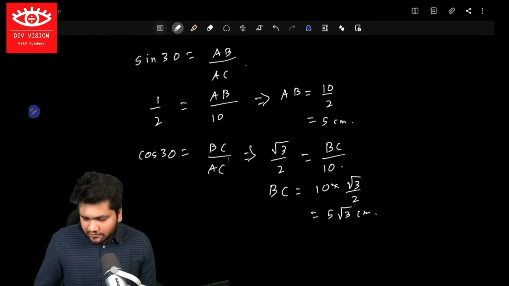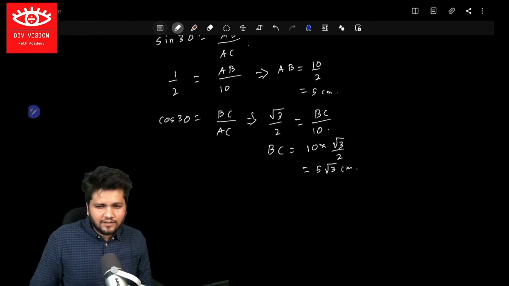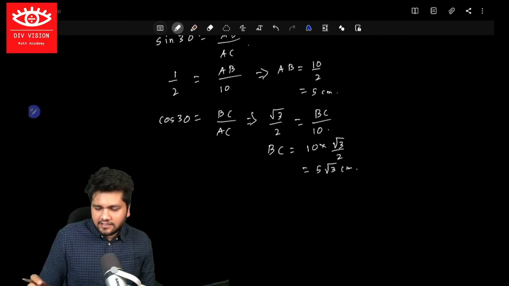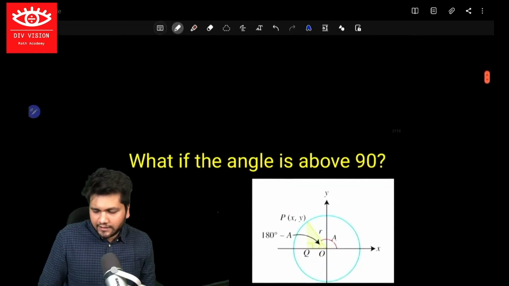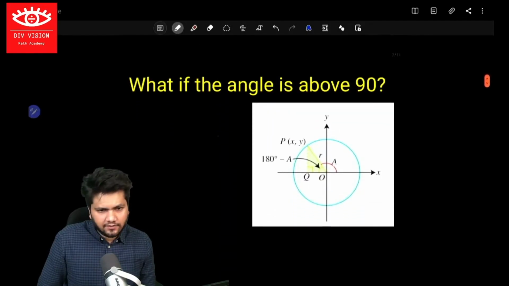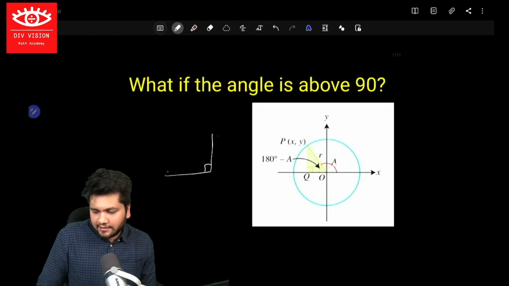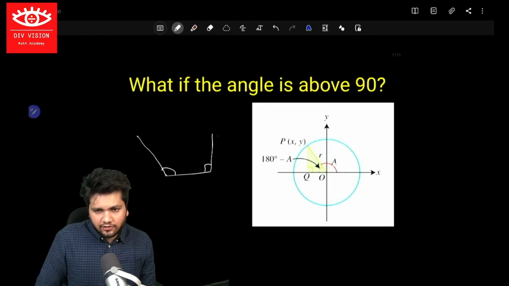So that was the basics of trigonometry. Now this we can use only when the angle is from 0 to 90 degrees. But what if the angle is above 90 degrees? Then we cannot form a triangle with one angle as 90 degrees and the other angle more than 90 degrees, like this. So it cannot form a triangle. So that's why we cannot use that approach.